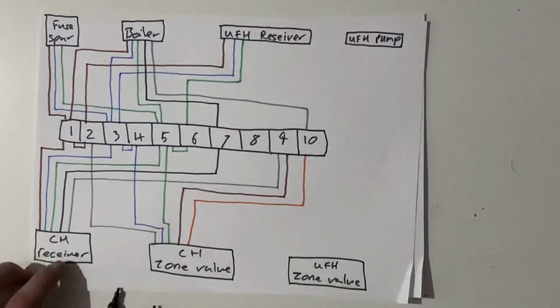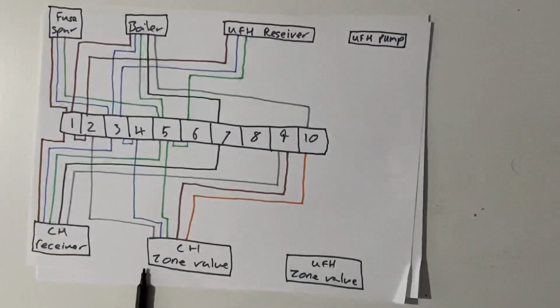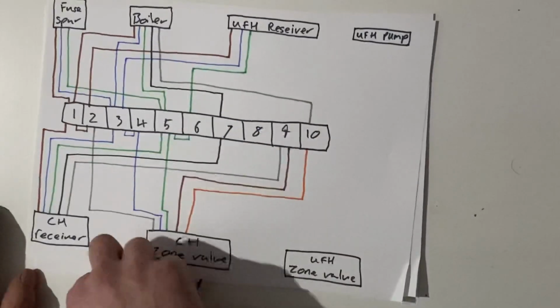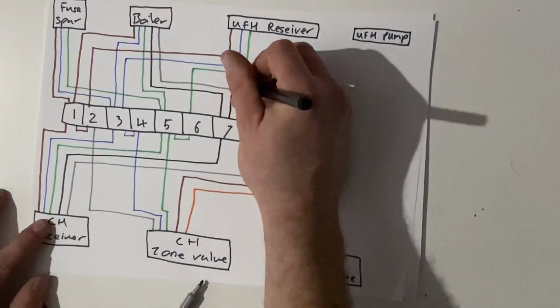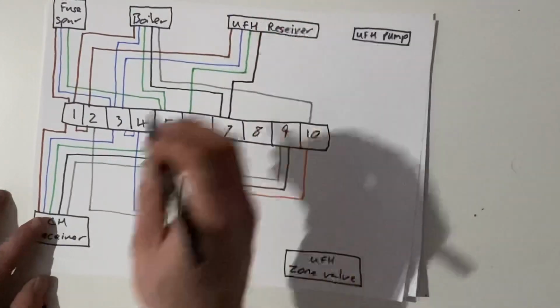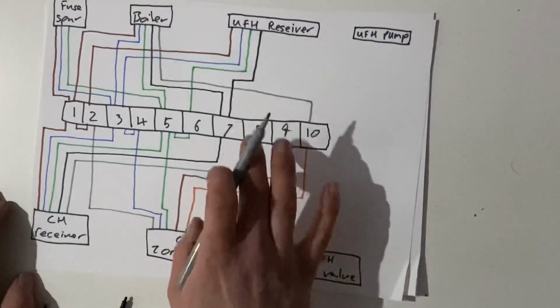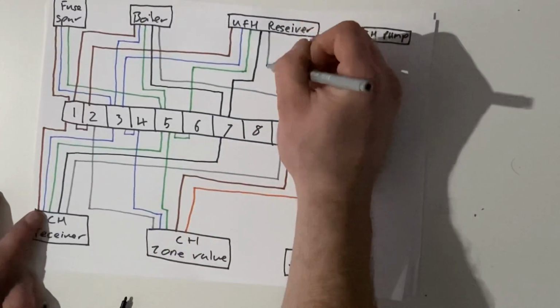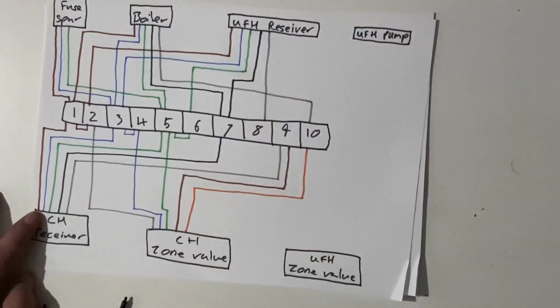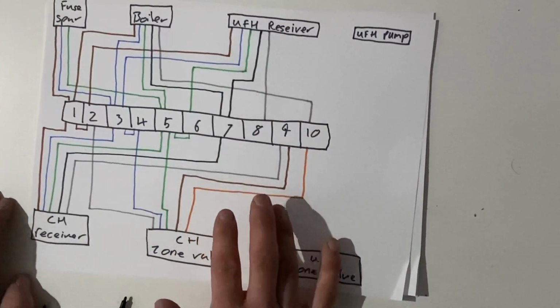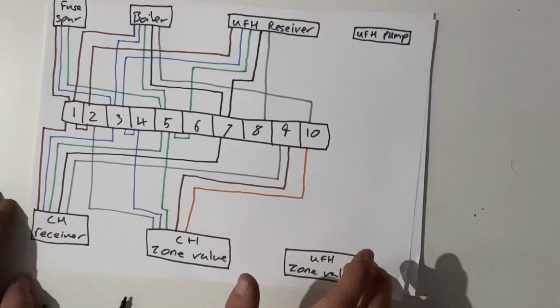So then, same as the central heating receiver, we're going to have a common and a switch live. So the common needs to link back to the 7, so that's our common link, same as the central heating there, and then our switch live is going to go to port 8. So we can go straight down to port 8. At this point, we need to move over to our pump and our zone valve.